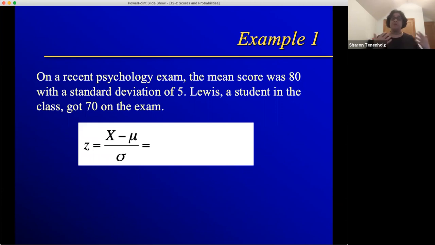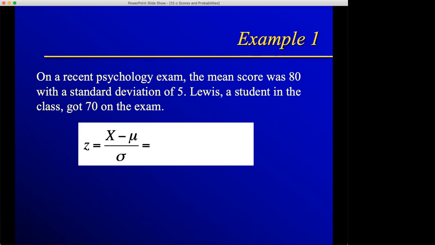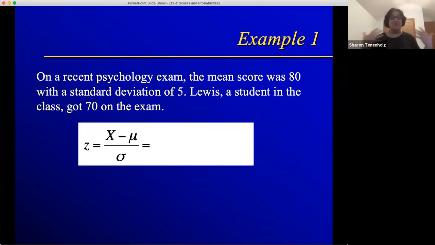For the formula, we're going to use the population formula since we would know all of the scores within the class. So we would in fact have population data. So X minus mu divided by sigma. Our X, the score we're looking at, is 70. The mean is 80. The standard deviation is 5. If we plug those numbers into our formula, and yes, I have chosen easy numbers to work with here, we would find that Lewis has a z-score of -2.